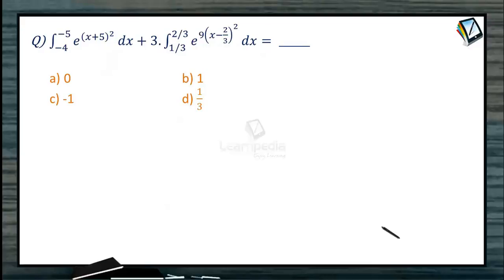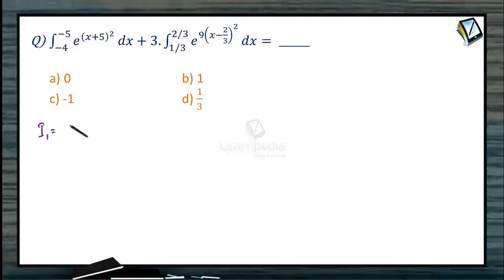A very important application of definite integrals properties. Evaluate the integral from -4 to -5 of (e^(x+5))² dx plus 3 times the integral from 1/3 to 2/3 of (e^(9x-2/3))² dx, right? There are two integrals taking part in this. So let's evaluate the integrals separately.